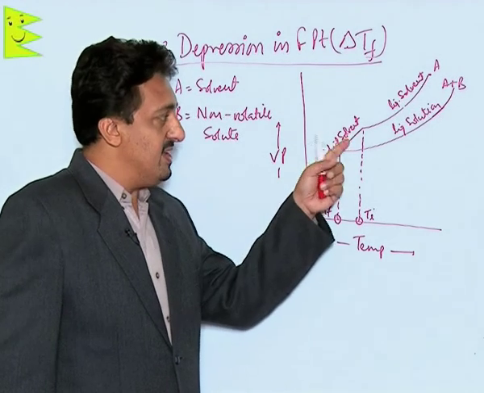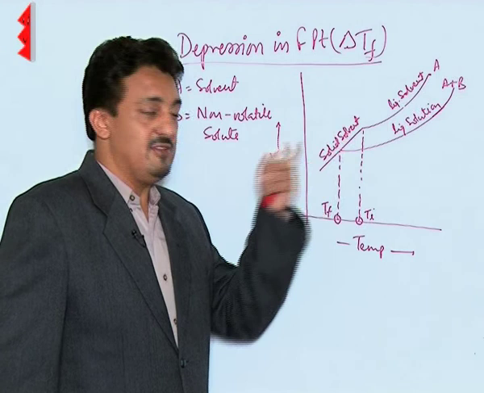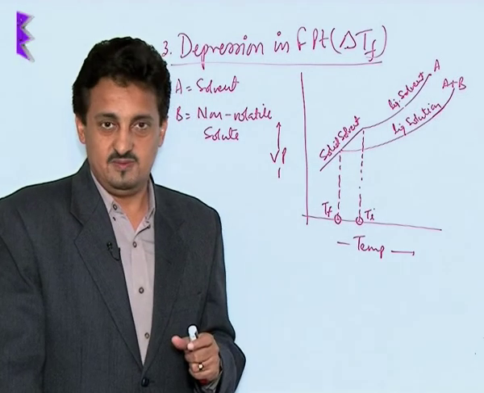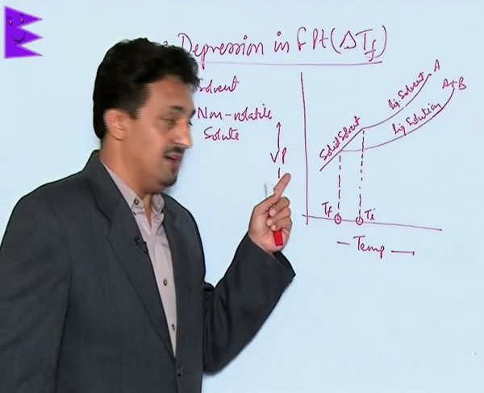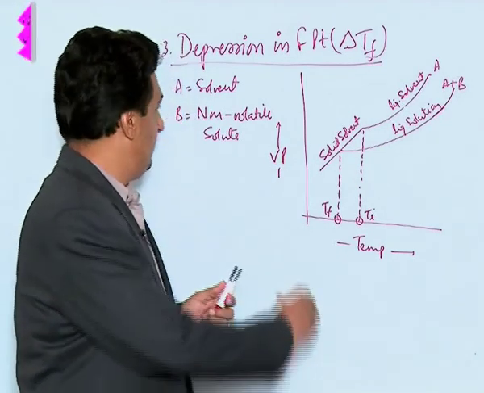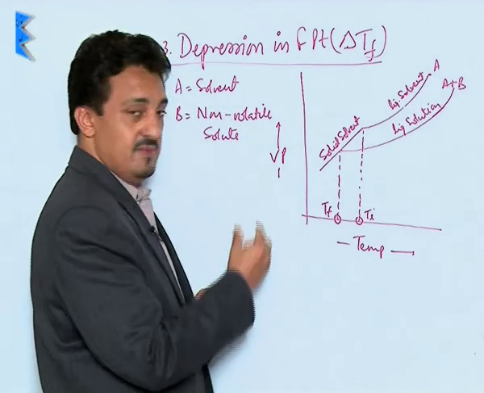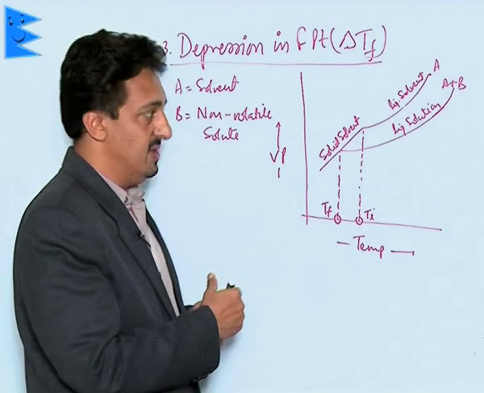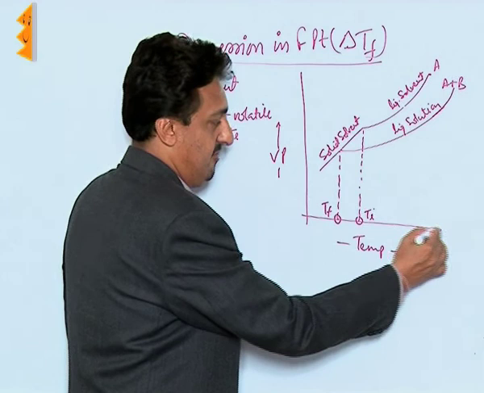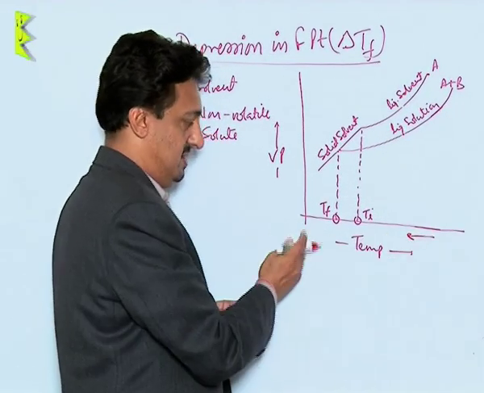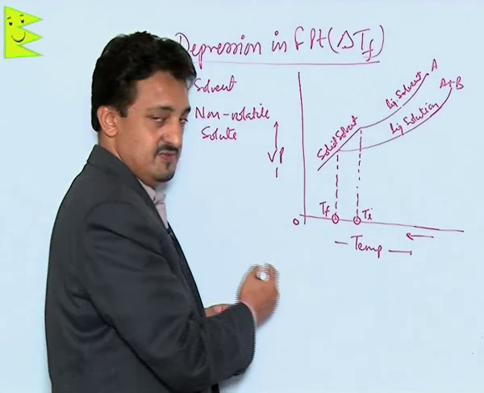The freezing point is basically the temperature at which the solid and the liquid states are in equilibrium with each other. But from this graph, one must understand, we have taken pure A as a solvent, and B as a non-volatile solute. We first took the pure solvent at a certain temperature, and we started decreasing its temperature from this side to this side. We are coming from the right to left.